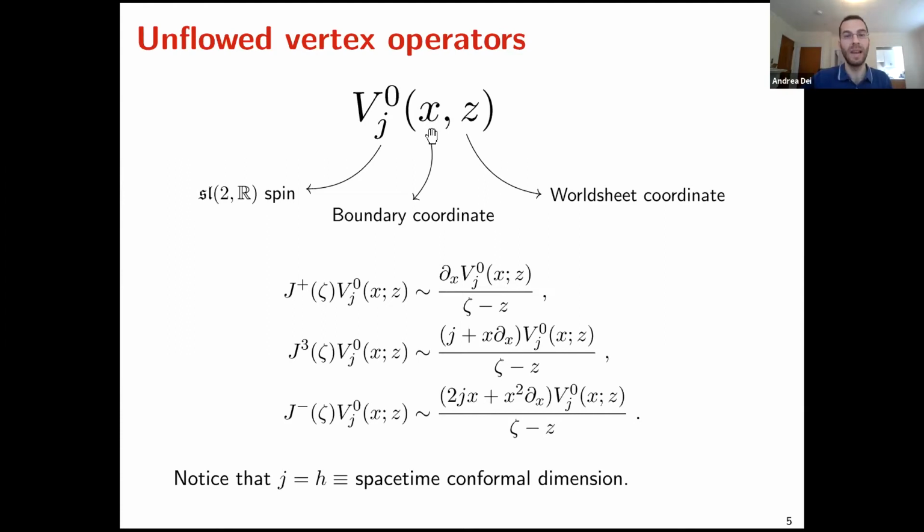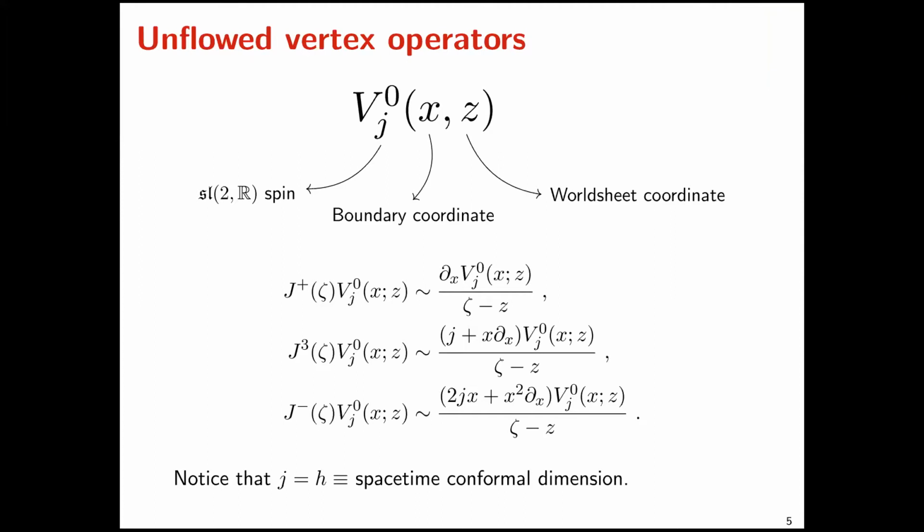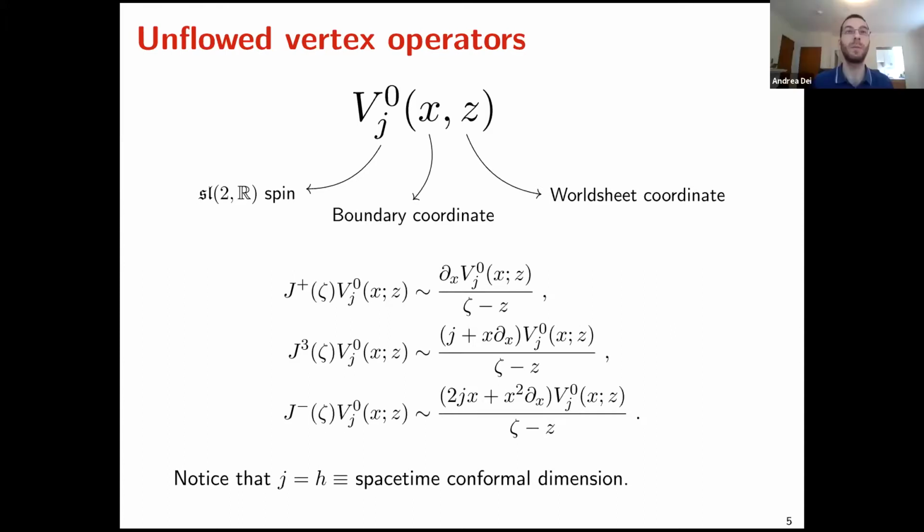So this is labeled by the x, which is the boundary coordinate. Then we also have the coordinate on the surface of the green worldsheet, and this is the z worldsheet coordinate. So this is the coordinate you want to integrate over to get the actual string theory correlator. And on top of these, of course, we have different representations, and these different representations are labeled by some spin of SL2R, since this is our symmetry algebra.